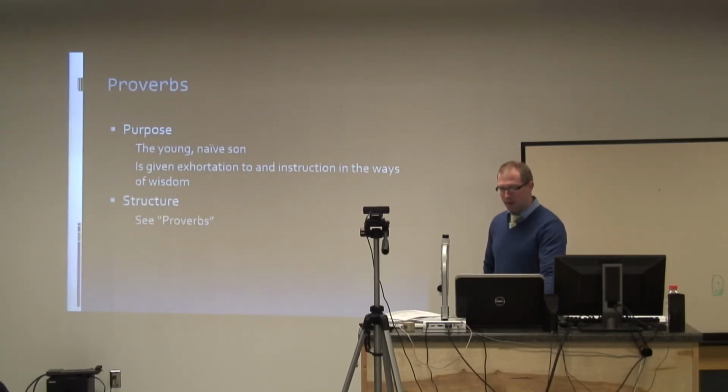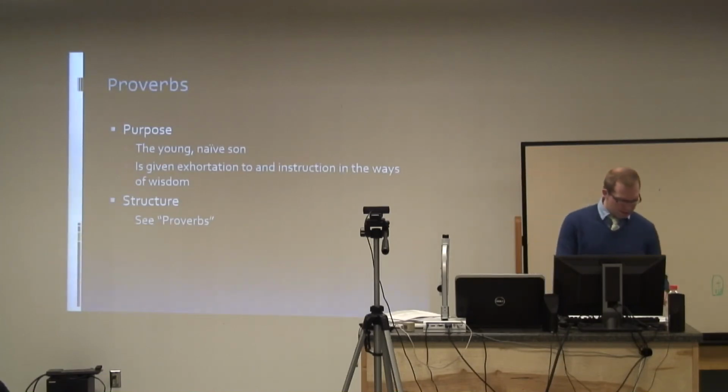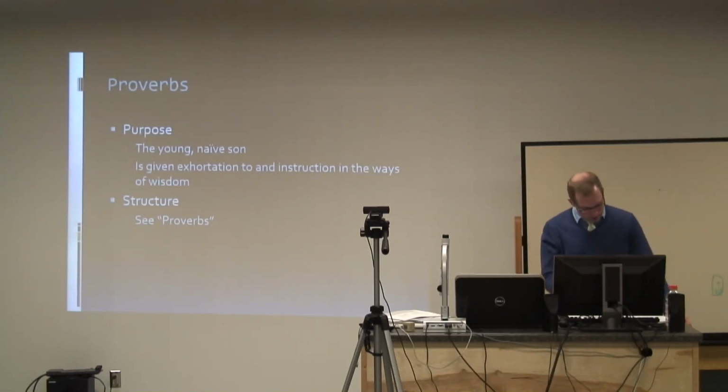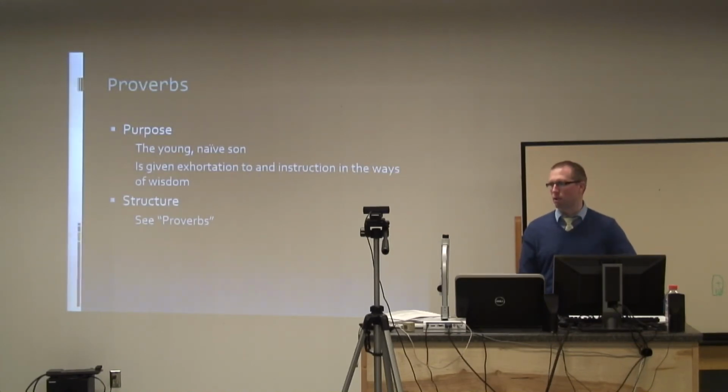The purpose of Proverbs: the young naive son is given exhortation and instruction in the ways of wisdom. And you can see there is something of an outline that we can take. You have an introduction at the very beginning, the first 7 verses, the admonition to acquire wisdom in chapters 1 through 9, the Proverbs of Solomon and of the wise men in chapters 10 through 29, and some final words from Agur and from Lemuel, and the description of the excellent wife in Proverbs 30 and 31.